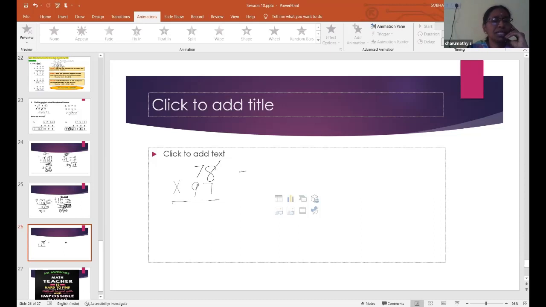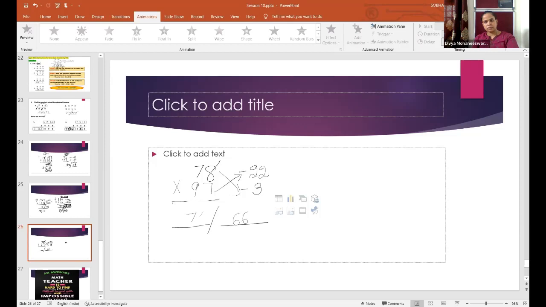So what is the Nikilam of 78? 22. Sorry, 22. 97, what is the Nikilam of 97? 3. So my first step would be to multiply 22 into 3. So what is 22 into 3? 66. Right. Then I can subtract 78 minus 3 or subtract 97 minus 22, whichever is easy. 75. Yes. So this is the answer, teachers.